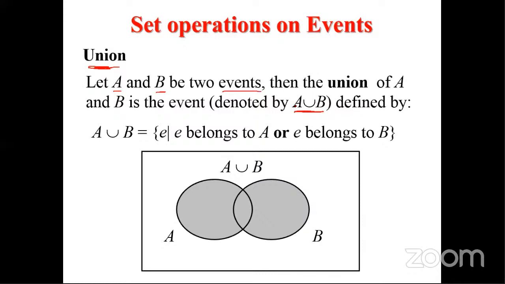Now, how do we define that event? This means that we need elements. This E stands for elements. Elements that belong to A, or take note of this, or the elements that belong to B. Those are the results that we need. If they tell us to find the union of these two events, it means that we need elements that belong to set A, and or look at the or, the elements that belong to set B.